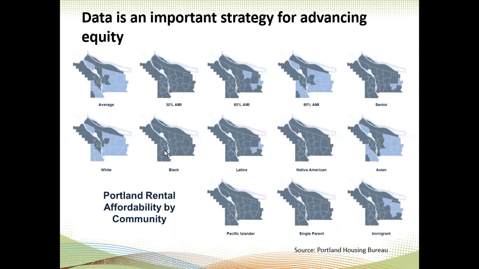But once you start breaking it down by community, you can see that communities are experiencing vast differences and that there are disparities across these communities. If you look at the average Black household, no neighborhood in Portland is considered affordable for rent for the average Black household in Portland. So these are really important things that we need to know.